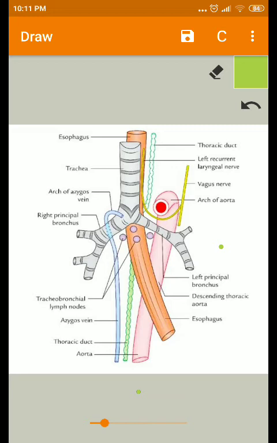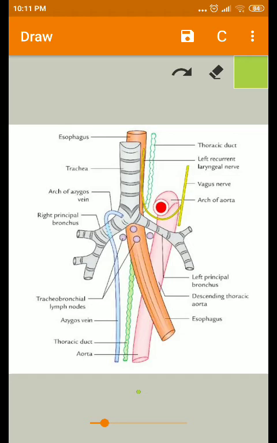And coming to the lymph nodes, the posterior mediastinal lymph nodes lie along the side of the aorta. Along the side of the aorta, you can see these mediastinal lymph nodes. Here you can see the thoracic duct. So the thoracic duct is also present as a content in the posterior mediastinum. So these are the contents of the posterior mediastinum.